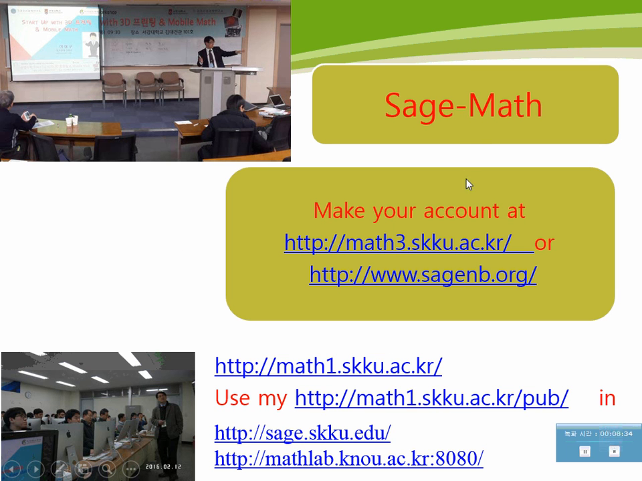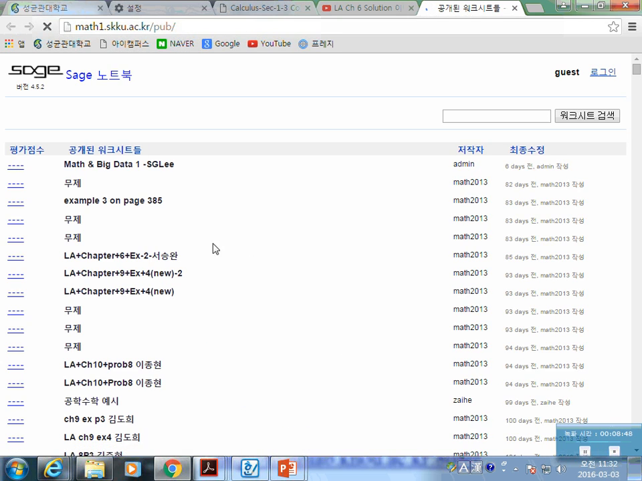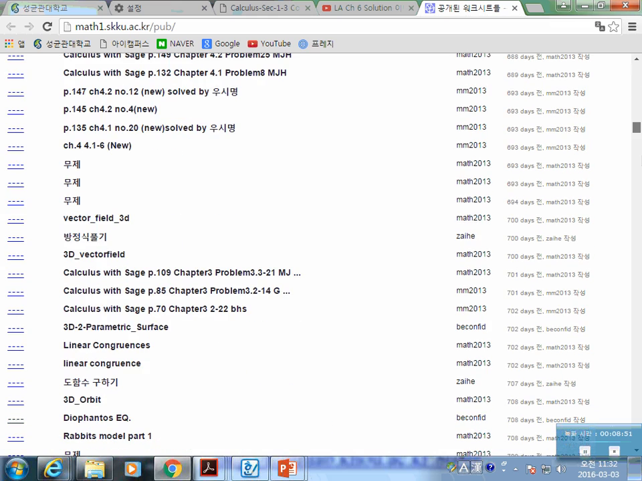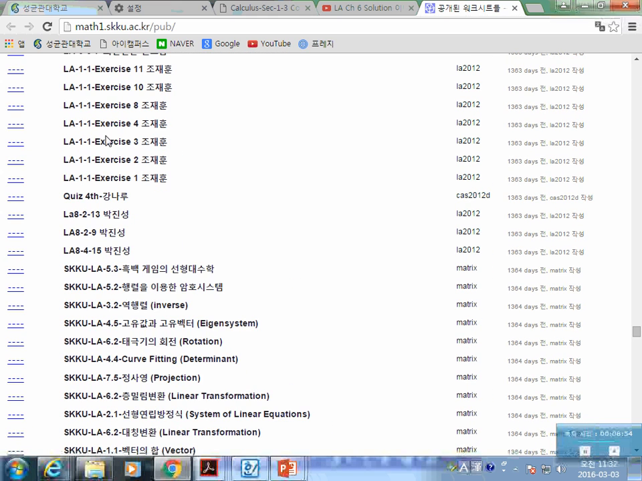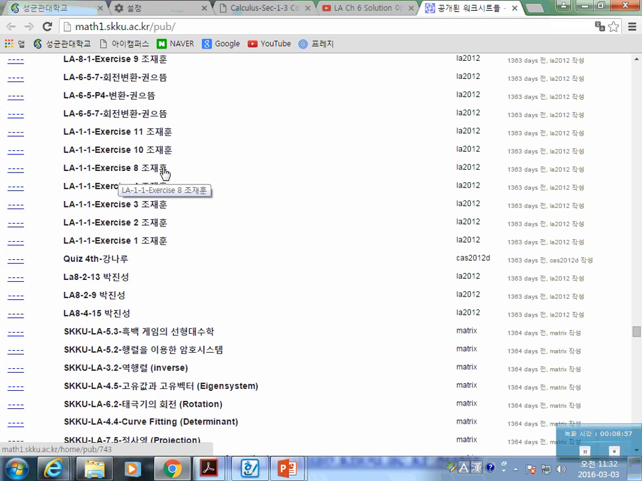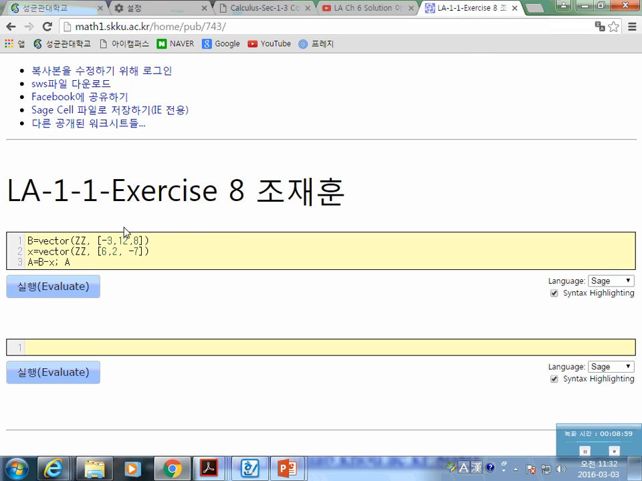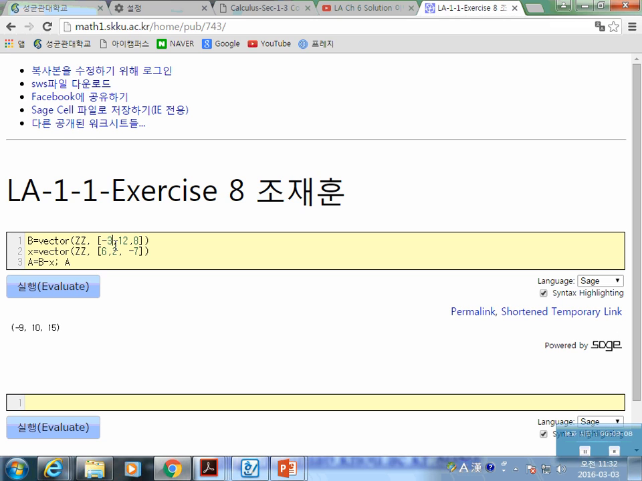Okay, for SageMath, for the tool, you can make your own account here, or you can just use it here as well. For example, there are many solutions for the problems, like linear algebra section 1.1, exercise 8 by Mr. Zhou. Here you will see this is a subtraction between 2 vectors. So you can easily use others, and you can copy this to practice.